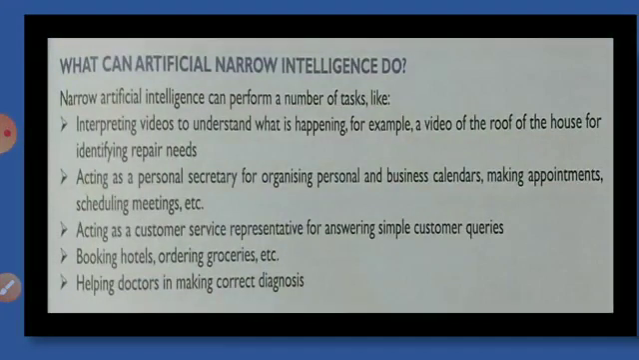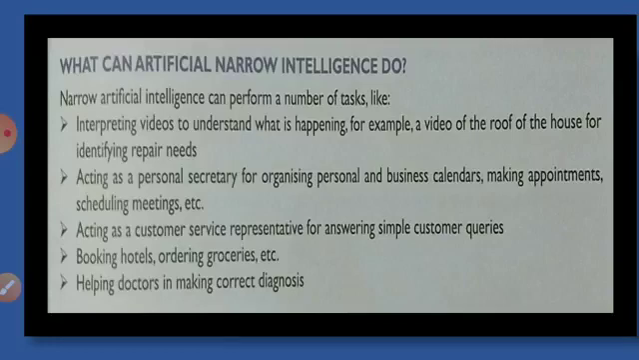Narrow artificial intelligence can perform a number of tasks, children, like interpreting videos to understand what is happening, for example, a video of the roof of a house for identifying repair needs. Next one is acting as a personal secretary for organizing personal and business calendars, making appointments, scheduling meetings, etc. This can be done using narrow intelligence. Acting as a customer service representative for answering simple customer queries, children, booking hotels, ordering groceries, etc. Helping doctors in making correct diagnoses.